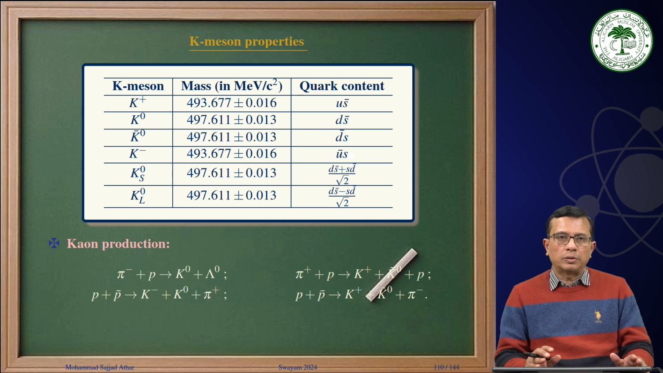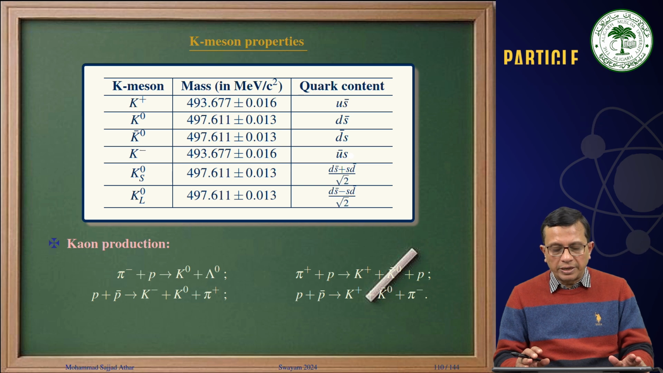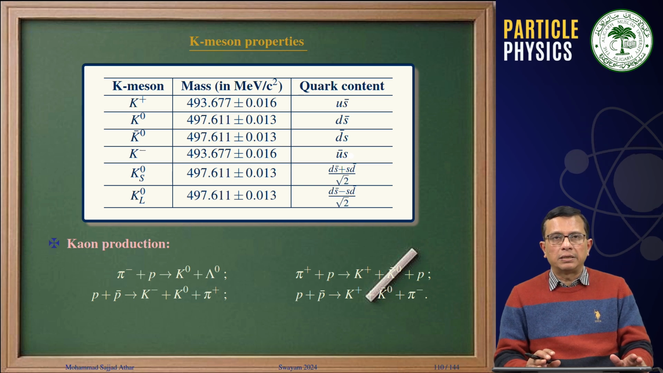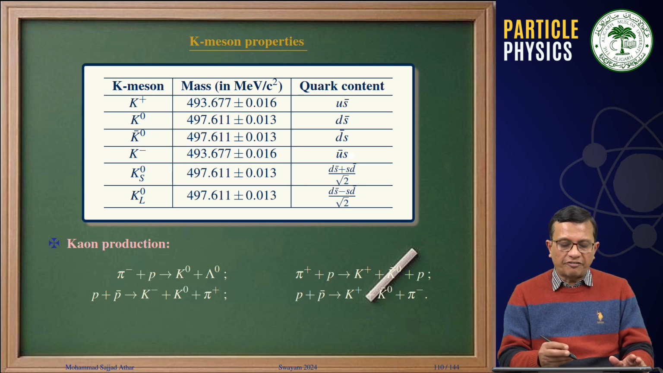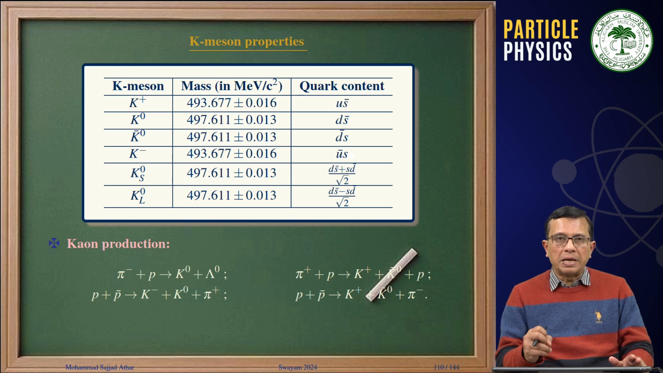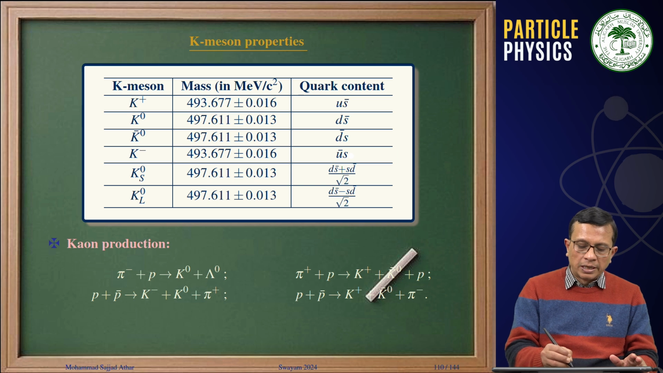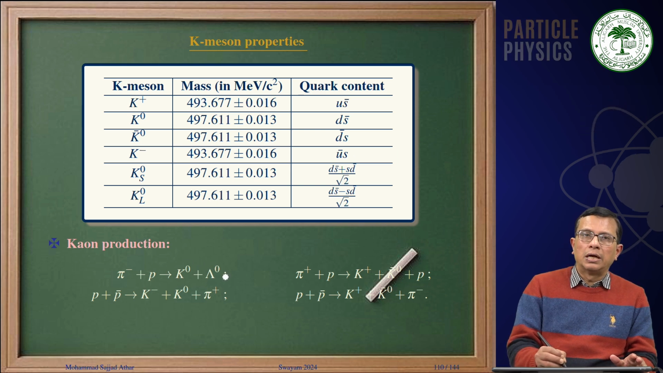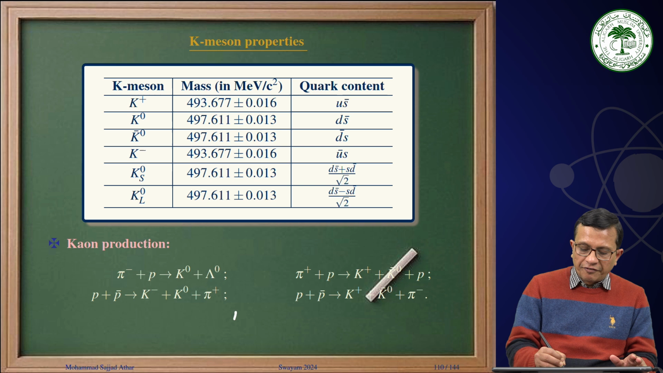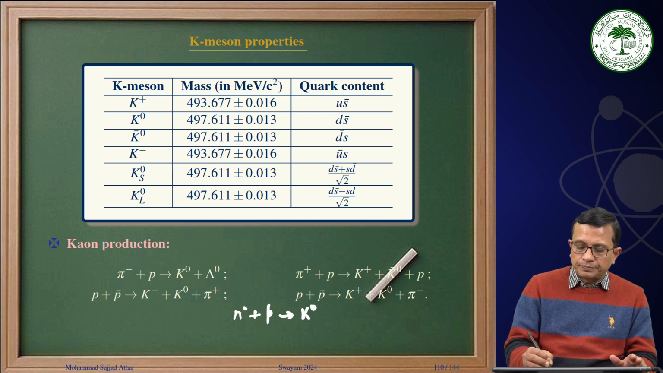Now, what we know about the kaons is that they may be produced in several ways. Here I have taken examples of kaon production in strong interaction processes. In the first case, you have a pion beam striking a proton target, and we have K0 and lambda 0 as the final state particles. If you recall, pi minus plus proton gives you K0 plus lambda 0.